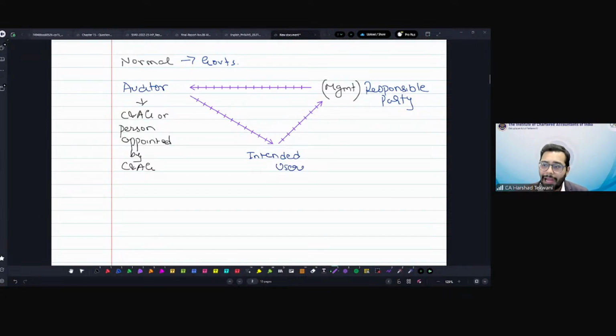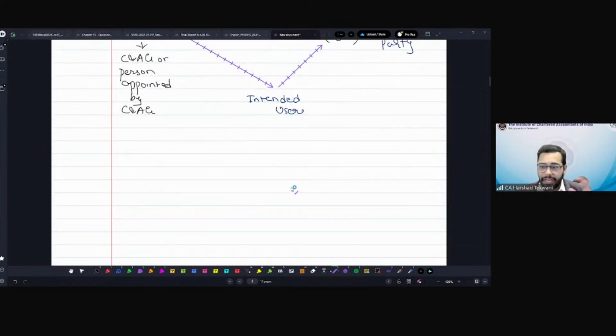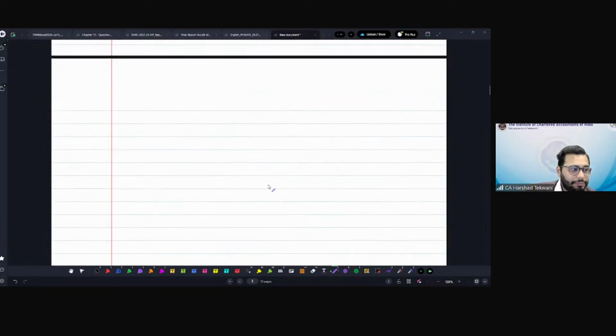Now, coming to the part where I'm talking about discussion on the reports. As I said, section 19A talks about laying the report in the parliament or the state assembly. What happens after the reports are laid? I will provide a brief understanding of this part. There are 3 committees in the parliament. These are known as the financial committees.